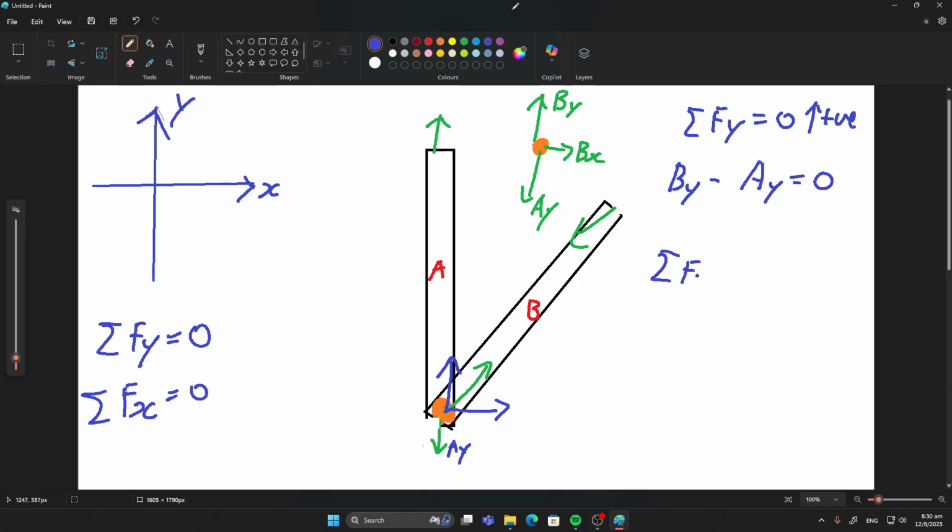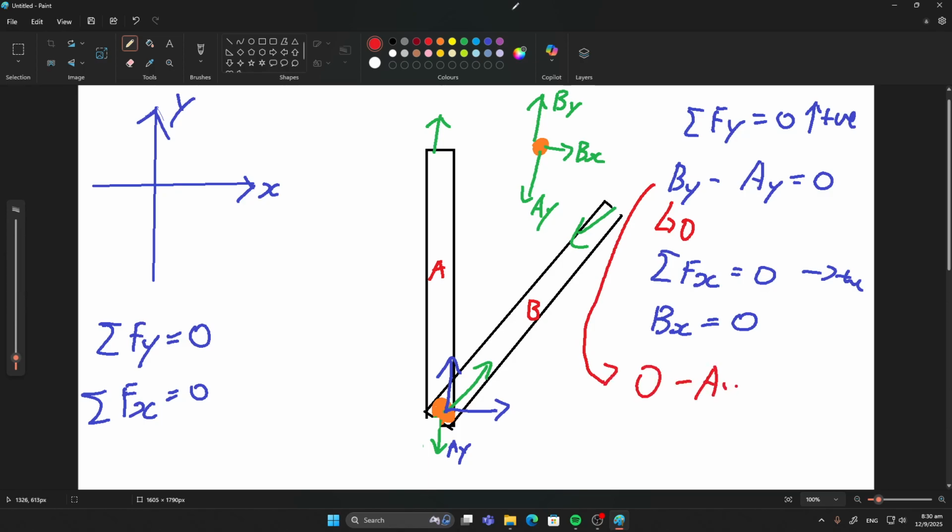Summation of x equals 0. Right side is positive, so Bx equals 0. Oh, if my Bx is 0, anything times 0 is 0. So in this case, my By will be 0. So if I take this equation and rewrite it, essentially Ay equals 0. So in this case, bar A and bar B are also zero force members.